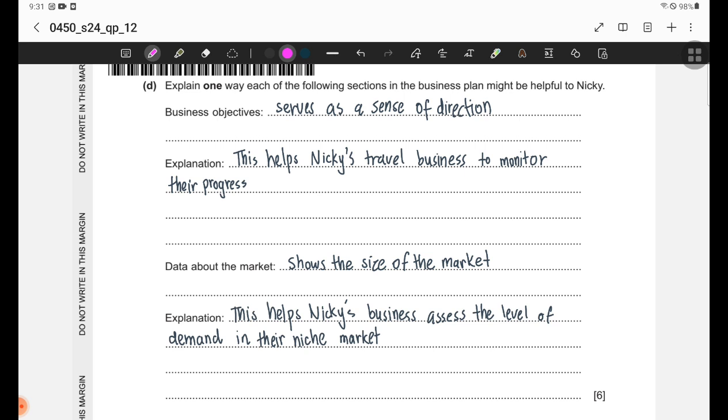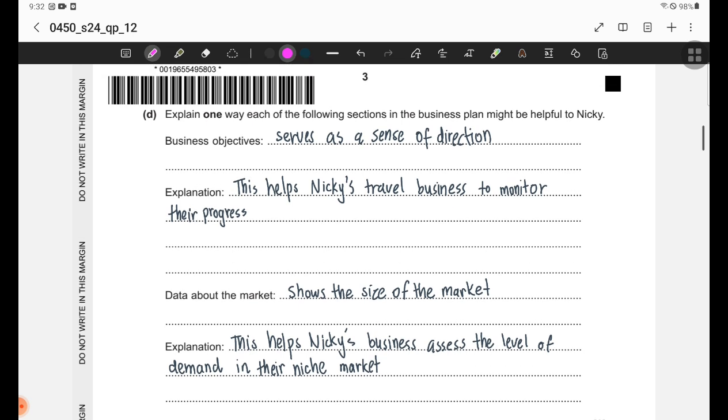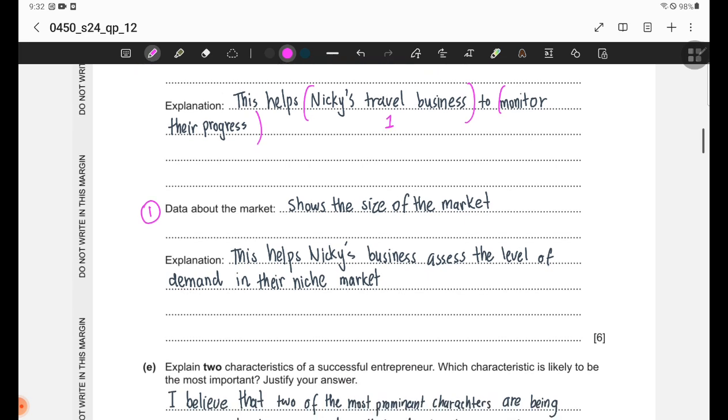First we have the business objectives, which is the main thing in a business plan. And then you have the data about the market. So what are business objectives? They are the goals of the business, or what the business hopes to achieve, serving as a sense of direction or a target for the business. For the explanation, this will help Nikki's travel business to monitor their progress. The application is the one we mentioned here, Nikki's travel business. So this will automatically give you 1 mark, and then this is our second mark here. And of course, this one is 1 mark, this one is 1 mark as well. As simple as that.